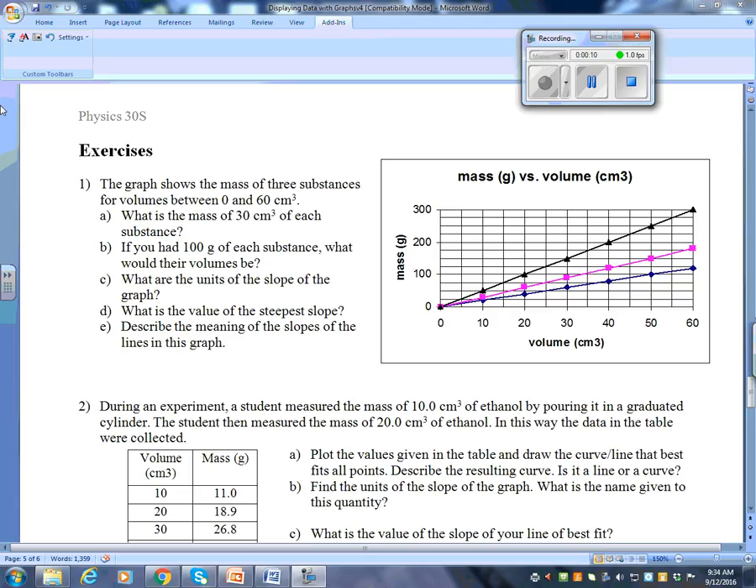The graph shows the mass of 3 substances for volumes between 0 and 60 cubic centimeters. What is the mass of 30 cubic centimeters of each substance? So 30 cubic centimeters, you look at mass, this is 100. So these are going up by like 20, 40, 60, no, 25, 50, 75, right? They're going up by 25.